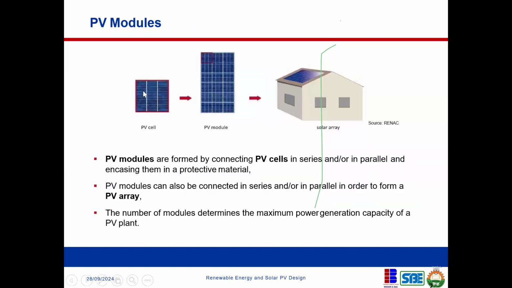So let's move forward. This box you're seeing is a solar cell. When you combine them in a module, you have a PV module. When we have more of these PV modules, you have a PV array or a solar array, okay? PV modules are formed by connecting PV cells in series or in parallel and encasing them in photovoltaic material. PV modules can also be connected in series and/or in parallel in order to form a PV array. The number of modules determines the maximum power generation capacity of the PV plant.